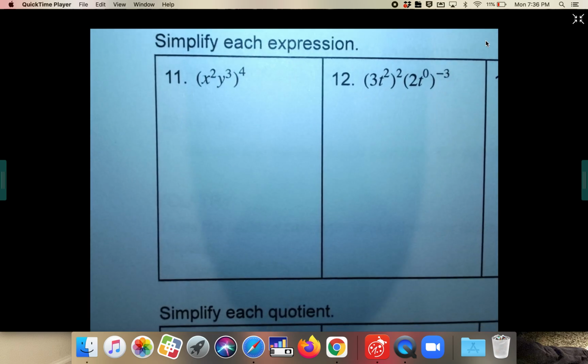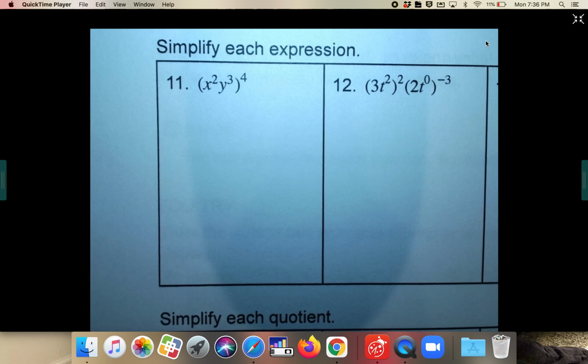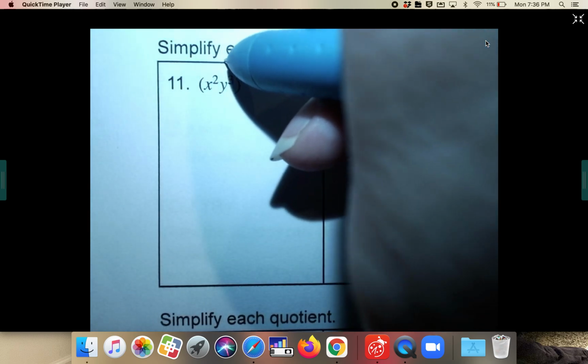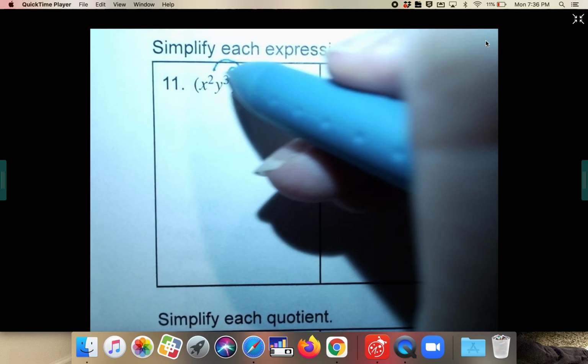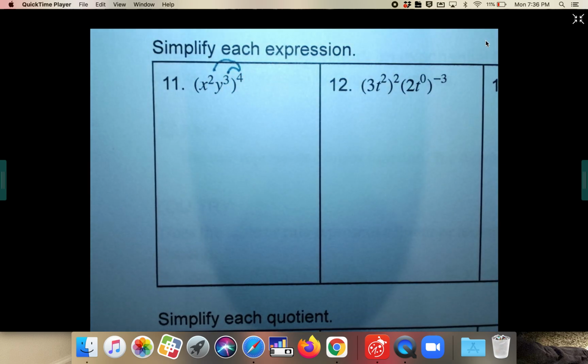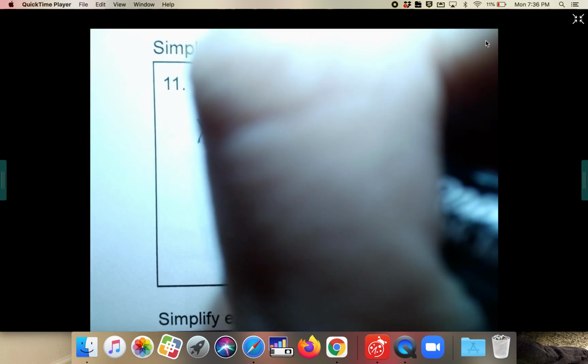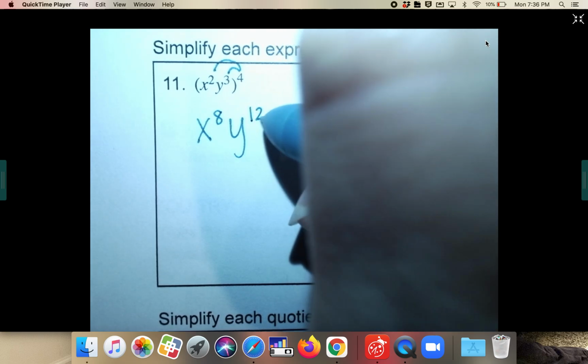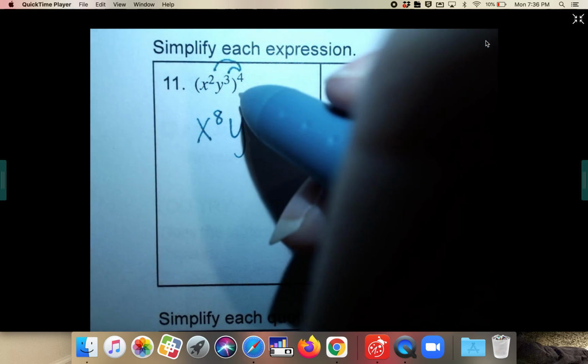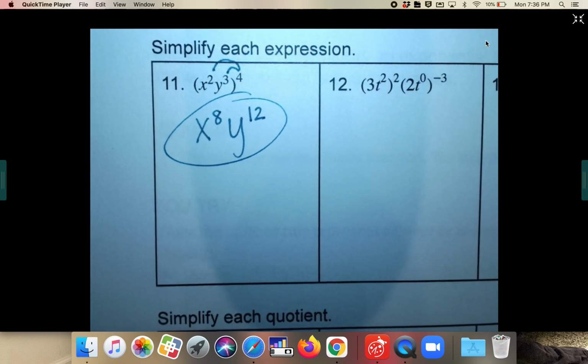Number 11 is when we start doing power to a power. So that is when these exponents get multiplied to every single thing inside the parentheses. So x squared to the 4th is going to be x to the 8th. And y to the third raised to the fourth is going to be y to the 12th. Okay.